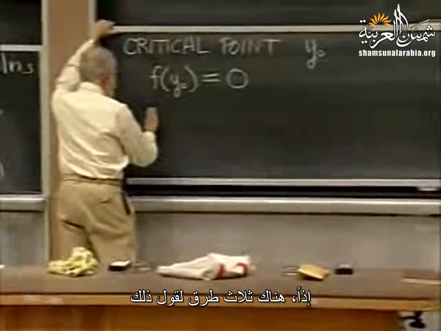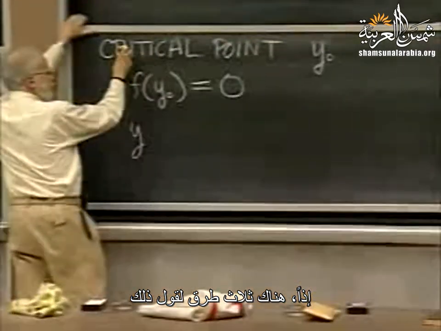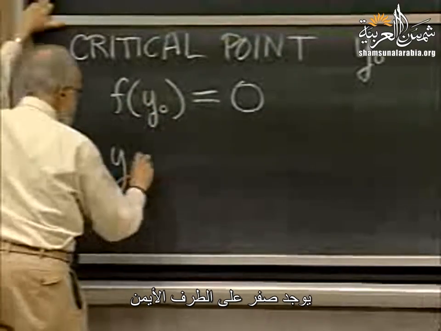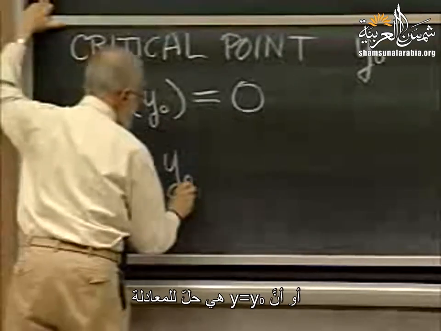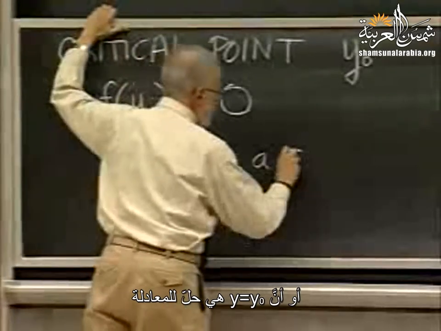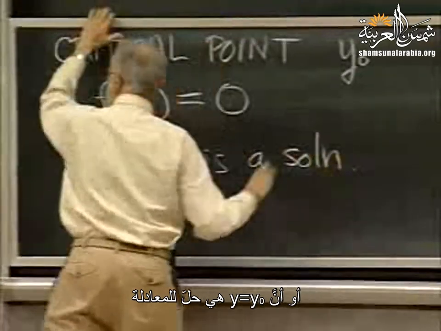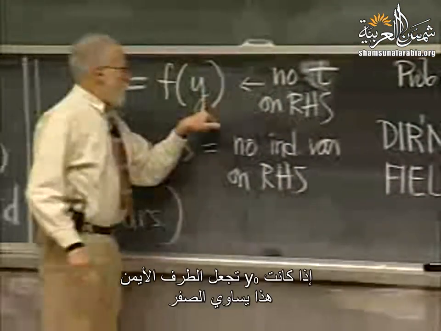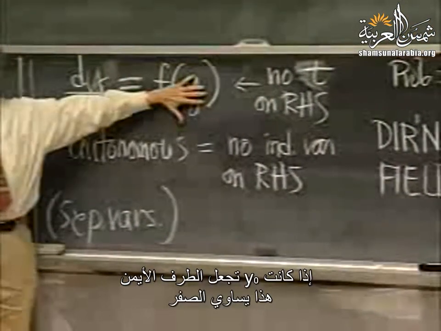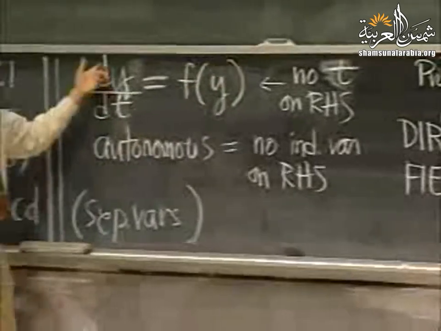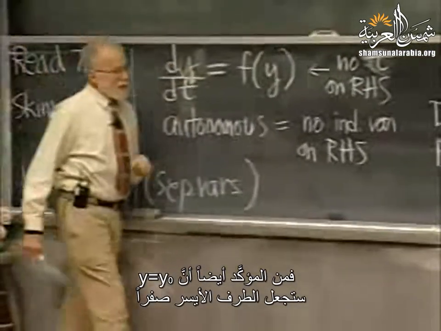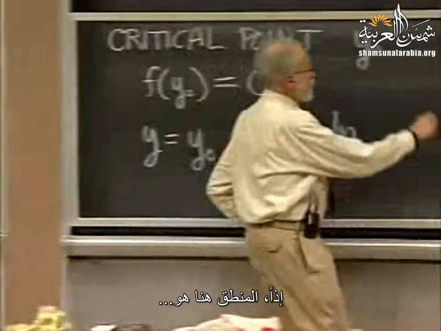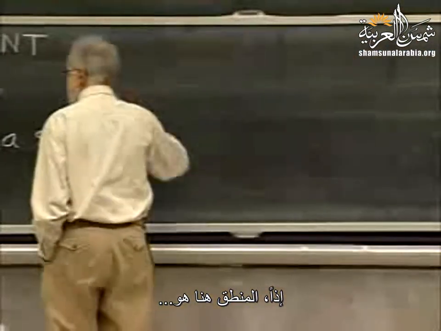There are three ways of saying it. y0 is a critical point. It's a 0 of the right-hand side, or y equals y0 is a solution to the equation. Now, that's perfectly easy to verify. If y0 makes this right-hand side 0, then y equals y0 also makes the left-hand side 0, because you're differentiating a constant.